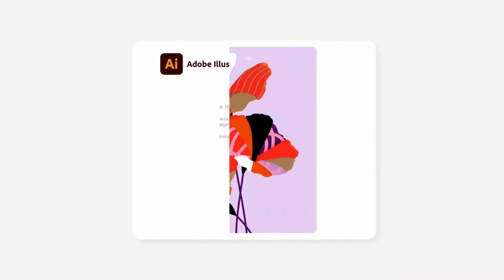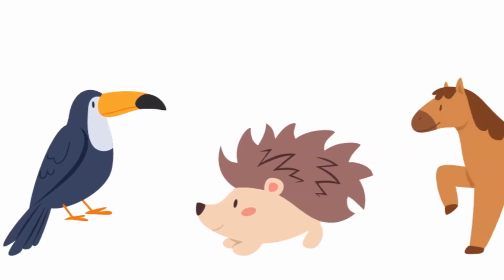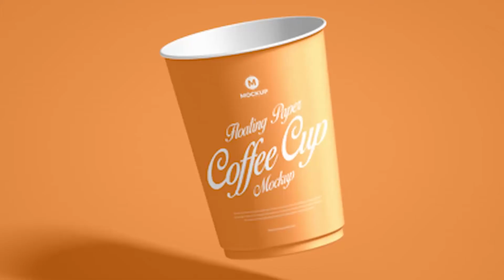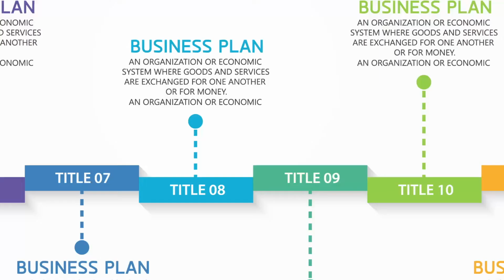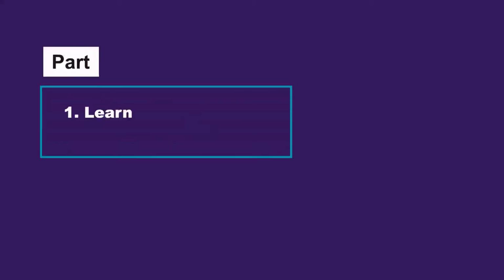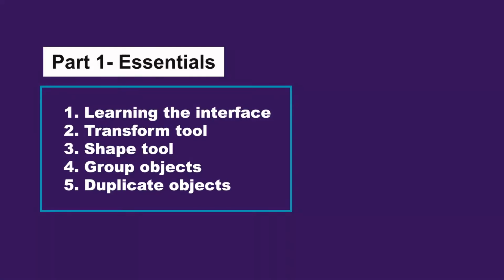Adobe Illustrator is one of the vector graphic software used by millions of designers to design illustrations, mockups, logos, and even infographics. So in today's part, we're going to learn about the interface, the transform tool, the shape tool, grouping objects, and duplicate objects. So let's start.